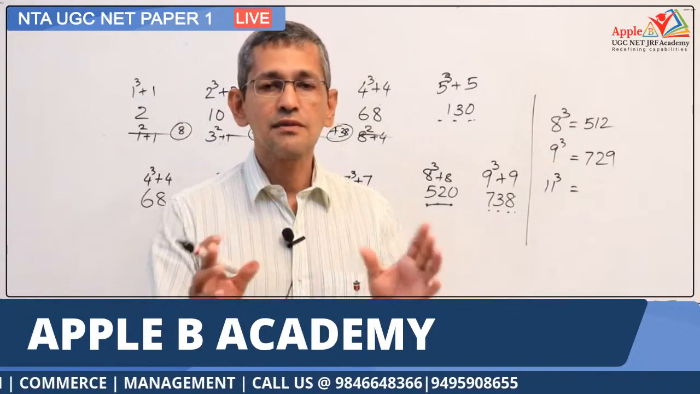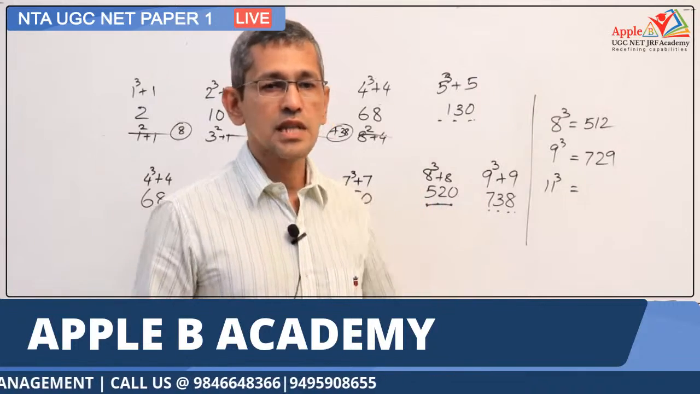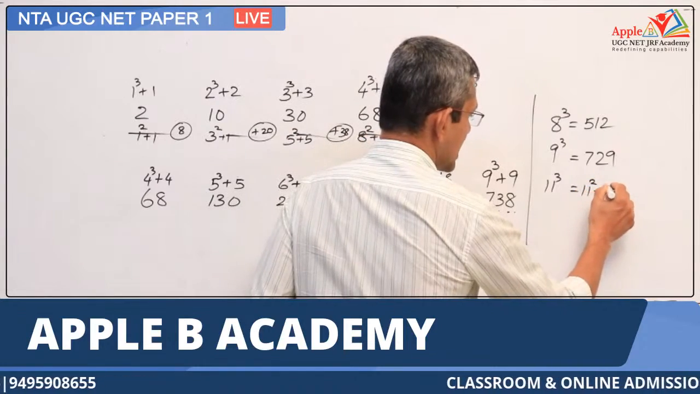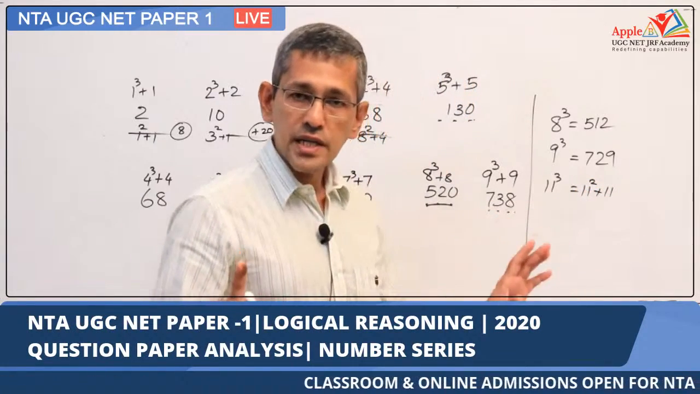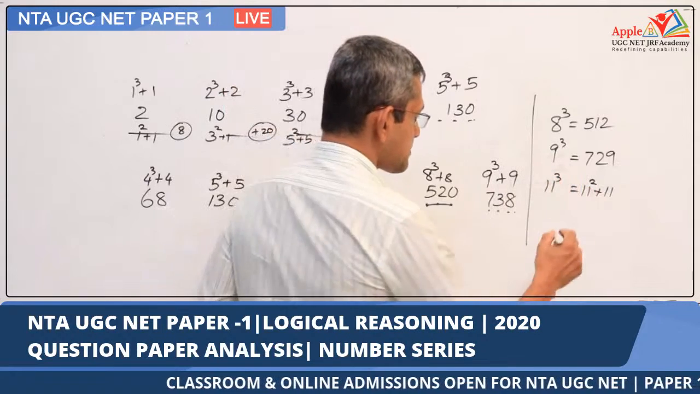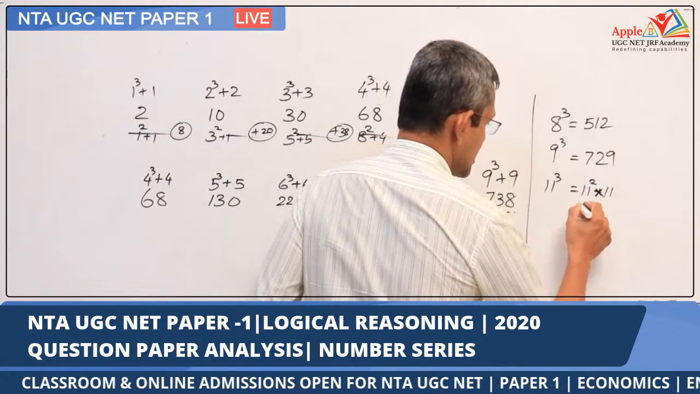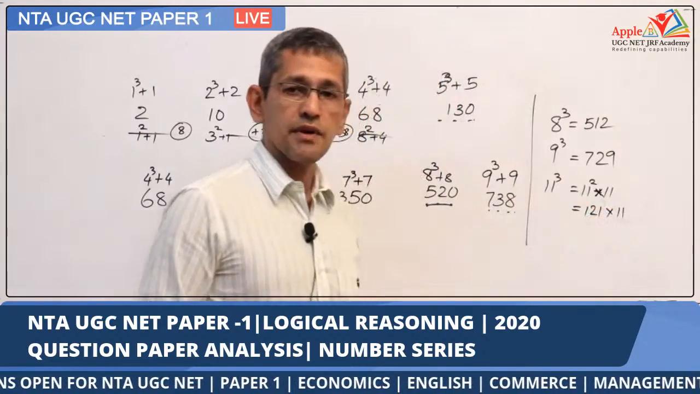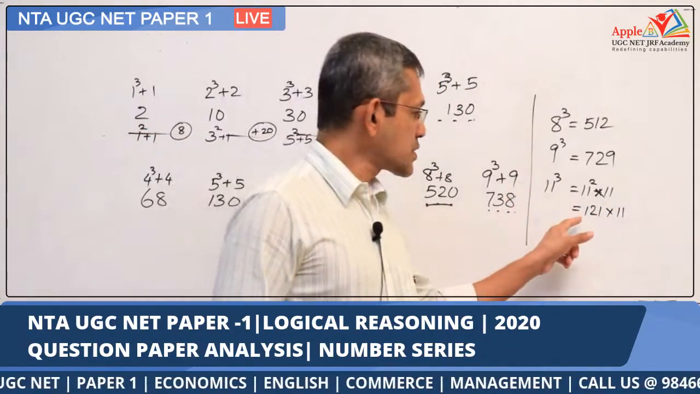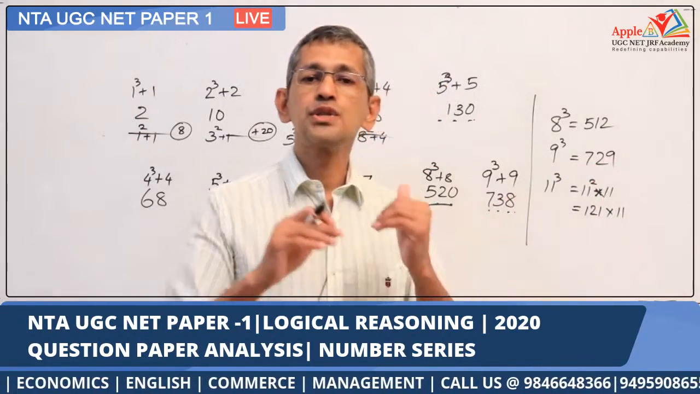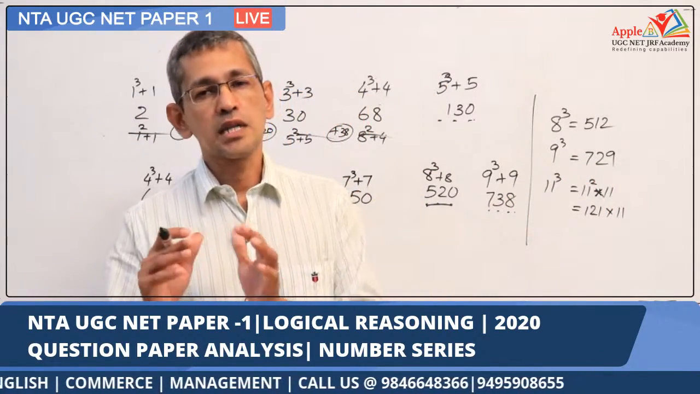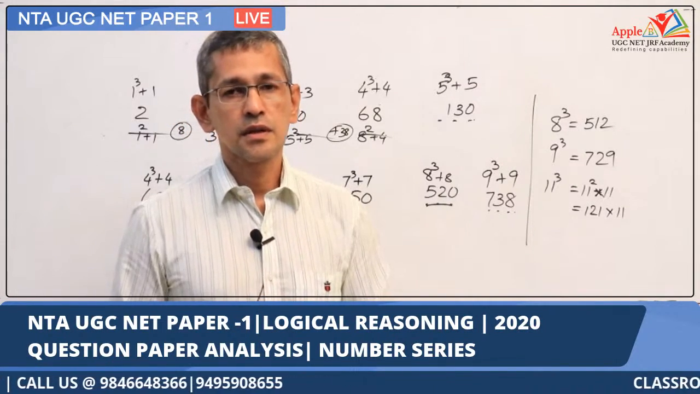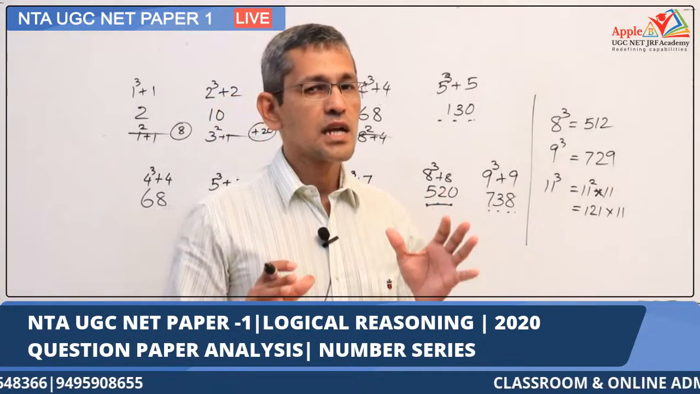What is 11 cube? If you know what is 11 cube, it's perfectly all right. But if you're not sure, the best way to deal with it is 11 square into 11. 11 square is what? 121. So 11 square into 11. Again, there's no need to write it. This is just for demonstration purpose. So this is multiplication. 121 into 11. Usually what I do, 121 into 11 means 121 is multiplied by 11, means 121 is added 11 times.